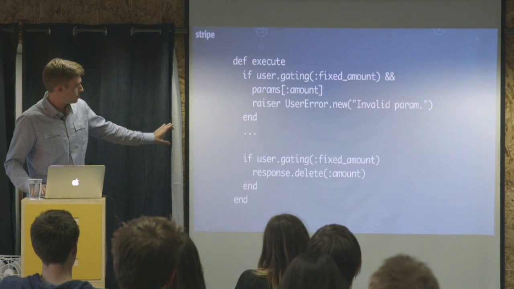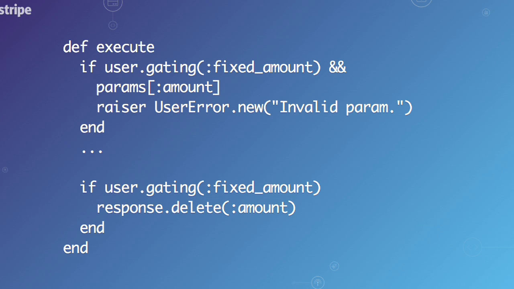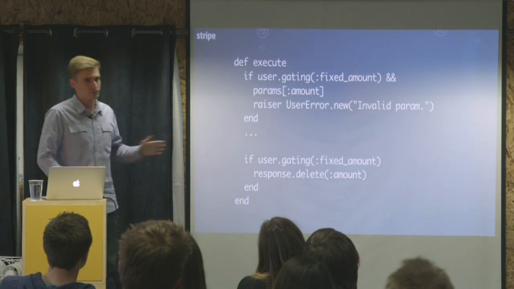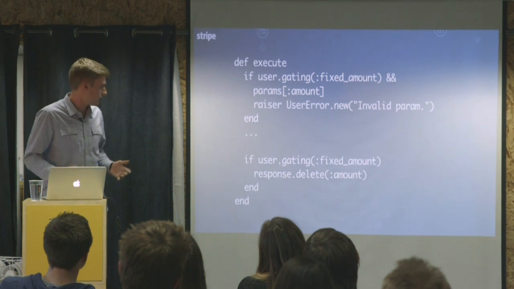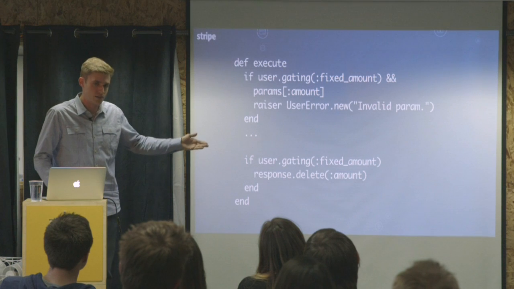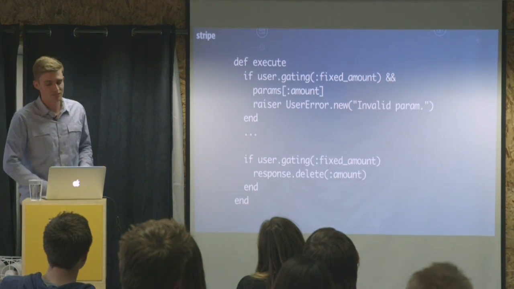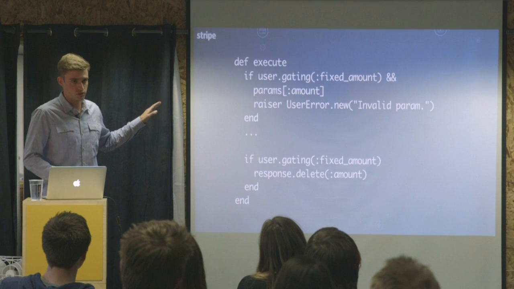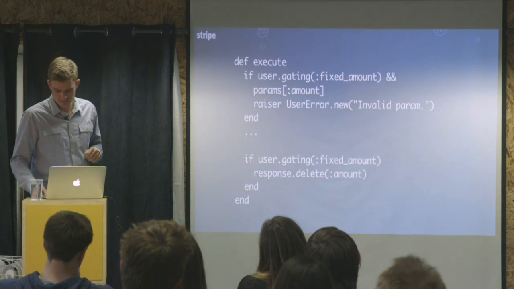Before, we were checking what version they were on, and it's not entirely clear what that version was. But now if you read the code, it's a lot clearer to a human. If they're gated into the fixed amount feature, and they pass in the amount, well, that's going to be an error because they can't do that anymore. And similarly, if they're gated into fixed amount, we don't want to show them the amount anymore. It becomes much easier to reason about code that has these conditionals all throughout the code base.